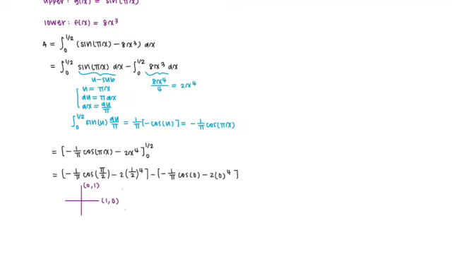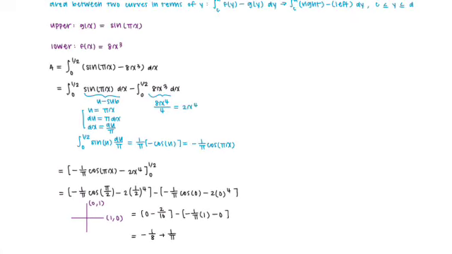Cosine of pi over 2 is 0, which leaves only negative 2 times 1/2 to the 4th power in this first section, where the 1/2 is plugged in. When 0 is plugged in as the x value, which is the second section in the square brackets, the cosine is 1, which gives us negative 1 over pi minus 2 times 0 to the 4th power. Calculating those values, we get this expression: 0 minus 2 over 16 minus negative 1 over pi minus 0. As our final area of the region R, we get negative 1 over 8 plus 1 over pi.